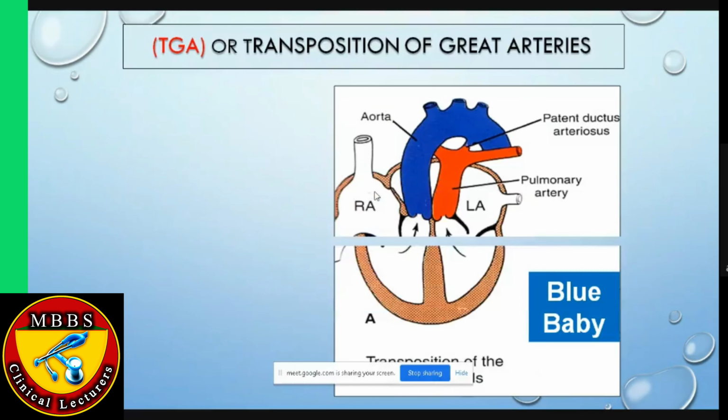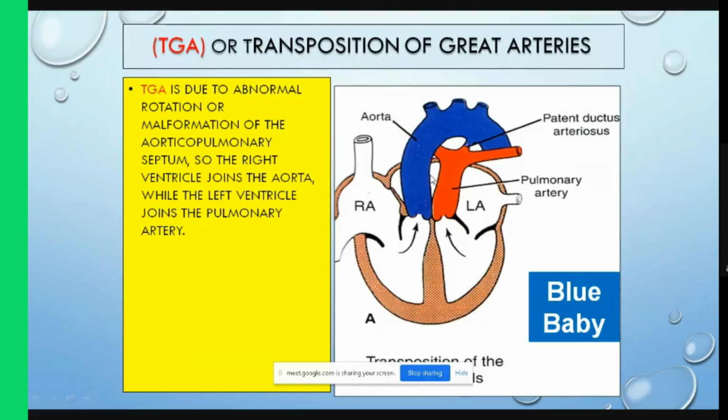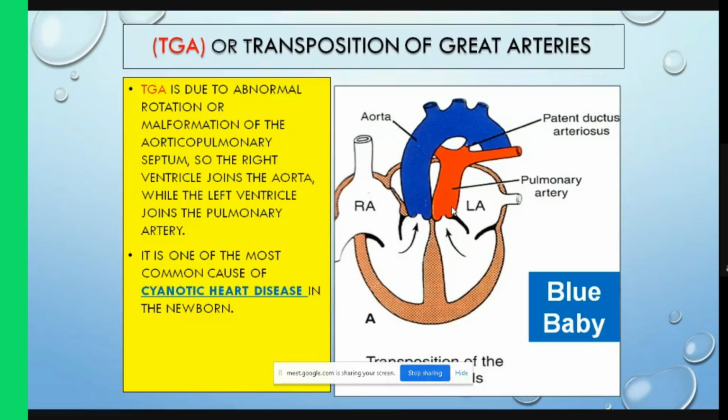Now, when we are talking about the transposition of the great arteries, this is because of the abnormal rotation or malformation of the aorticopulmonary septum. So what happens is that the right ventricle joins the aorta instead of joining the pulmonary artery, whereas the left ventricle joins the pulmonary artery. So definitely this has changed the positions of the vessels, and that is why we call it the transposition of the great arteries, and this is one of the most common causes of congenital heart disease in newborns. Now, this transposition is often associated with ASD or VSD.